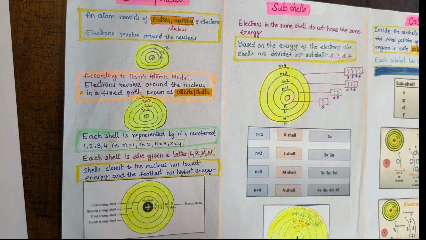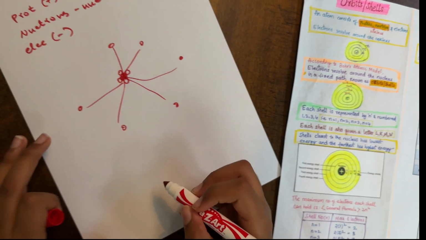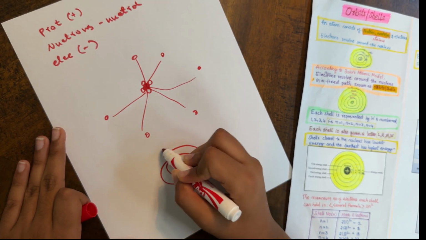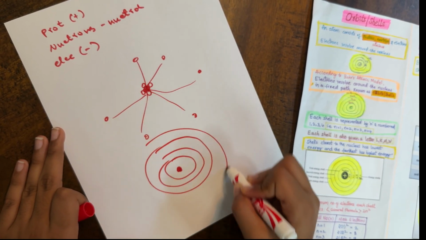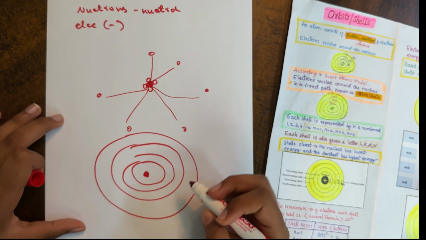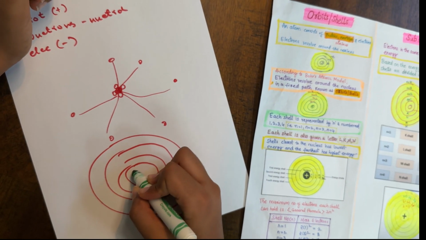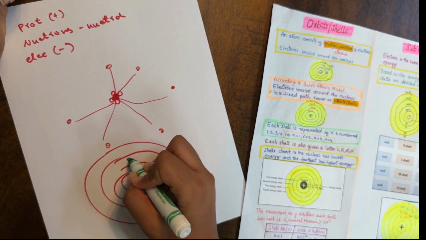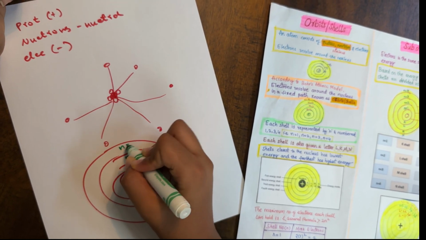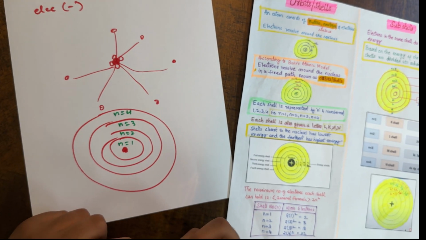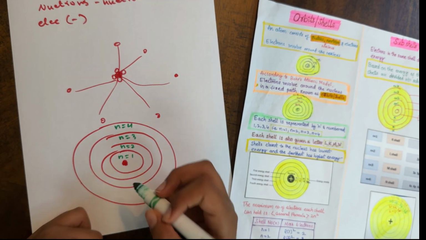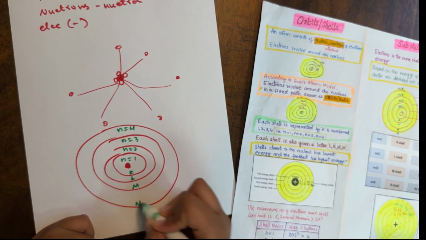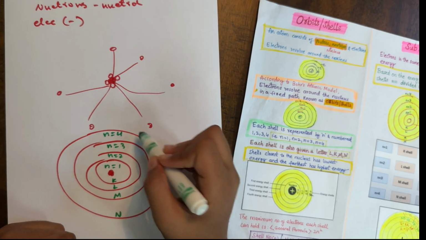So basically, we're going to be looking at 4 shells, okay? We have the nucleus here, then the first shell, second shell, third shell, fourth shell. We name the first shell n equals 1, second shell n equals 2, third n equals 3, and then n equals 4. They are also given letters, K for the first one, then L, M, N. However, let's first start off with the numbers.